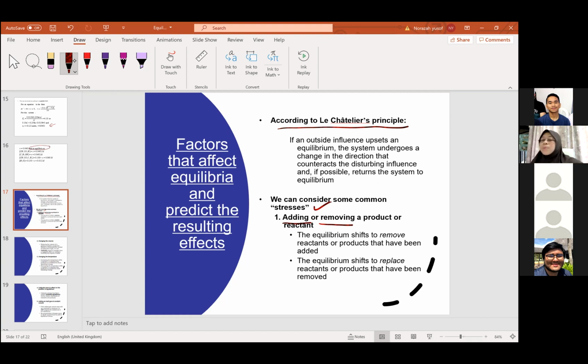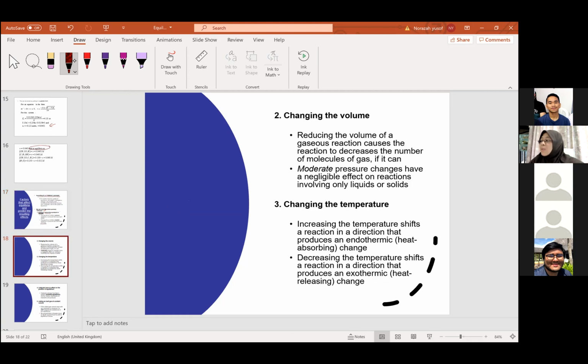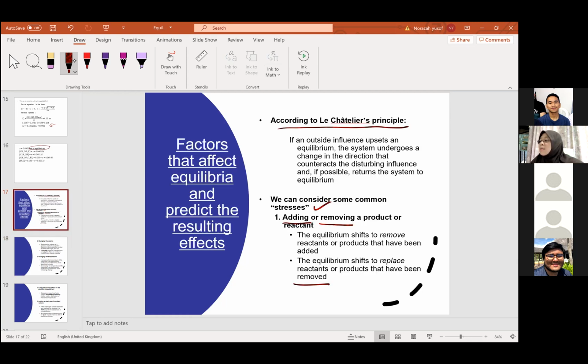So what happened to the reaction? The equilibrium shifts to remove the reactant or product that has been added. The equilibrium shifts to replace the reactant or product that has been removed. So how do we say this when we interfere with the concentration of the product or the concentration of the reactant?